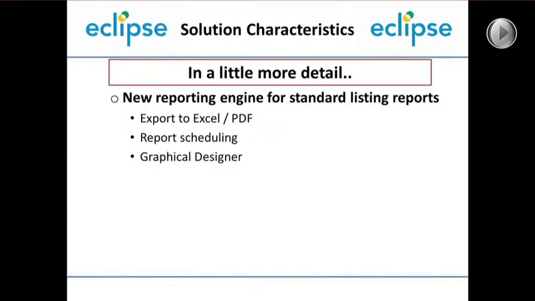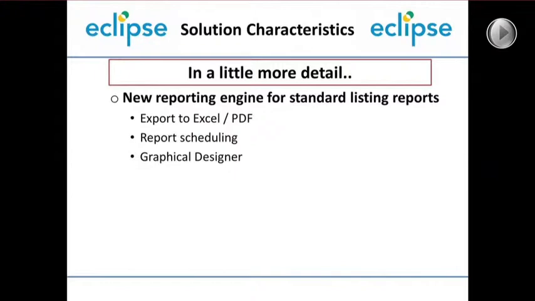And on the technology side, as we said, the new reporting engine for the standard listing reports, in addition to the Vision tools that we're all used to, now gives us the ability to export the standard listing reports. For example, our trial balance, we can export that directly to a PDF or Excel from within the system.